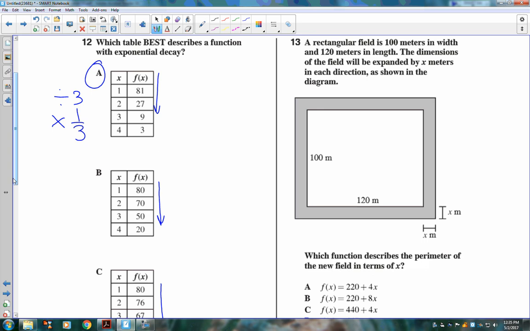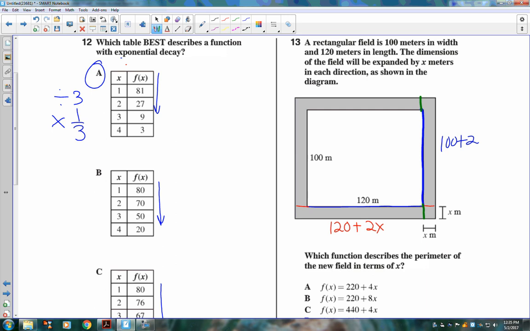13. A rectangular field is 100 meters in width, 120 meters in length. The dimensions of the field will be expanded by x meters in each direction as shown in the diagram. Okay, so that means from here to here is 120. And this is x as well as that. So that entire side, including the walkway, would be 120 plus 2x. Now on the next one, from here to here is 100. This is x as well as this.